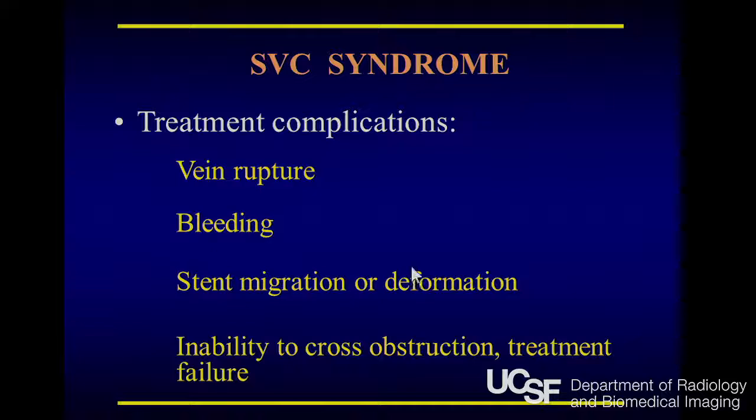Bleeding, stent migration or deformation. Again, this could be another serious complication. If you're stenting the SVC, you want to be sure you size your stent appropriately. Probably better to oversize than to undersize it so it doesn't migrate into the heart. And in lots of cases, we just can't cross the obstruction, and so there would be a treatment failure.